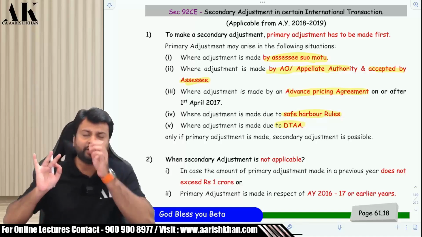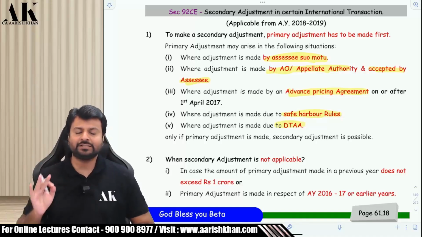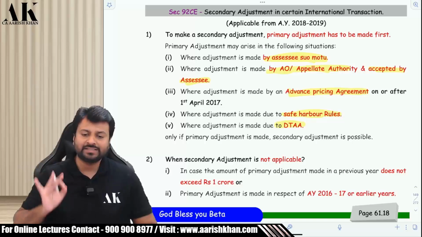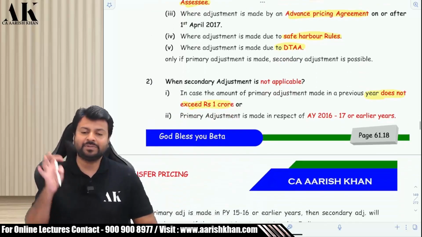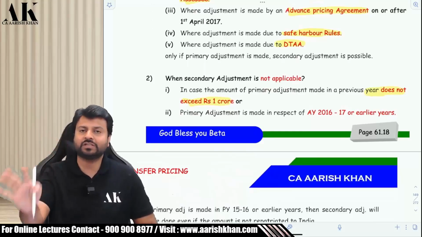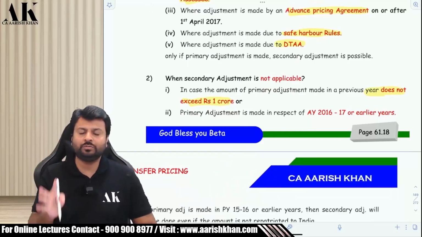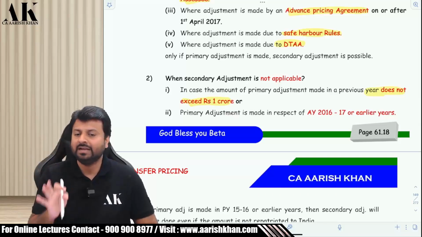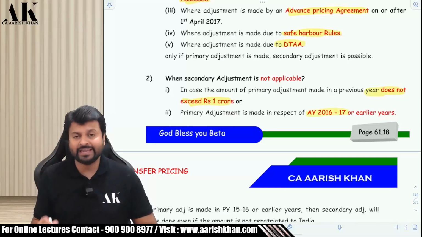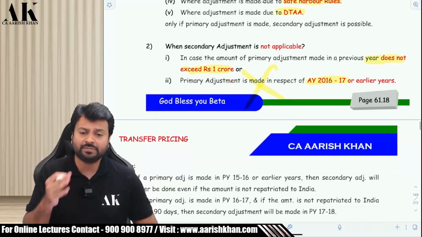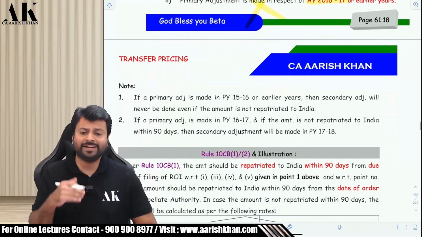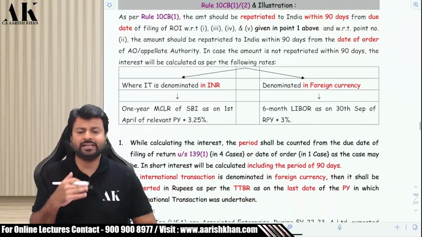So you need to understand that to do a secondary adjustment, it is mandatory to do a primary adjustment. Secondly, the primary adjustment has to be greater than 1 crore rupees. If the primary adjustment is not greater than 1 crore rupees, then this provision is not applicable. If it is up to 1 crore rupees, secondary adjustment is not applicable. Further, if the primary adjustment is done in AY 16-17 or earlier years, then also secondary adjustment is not possible. It means the primary adjustment has to be done in AY 17-18 or in subsequent years. Otherwise, secondary adjustment is not possible.